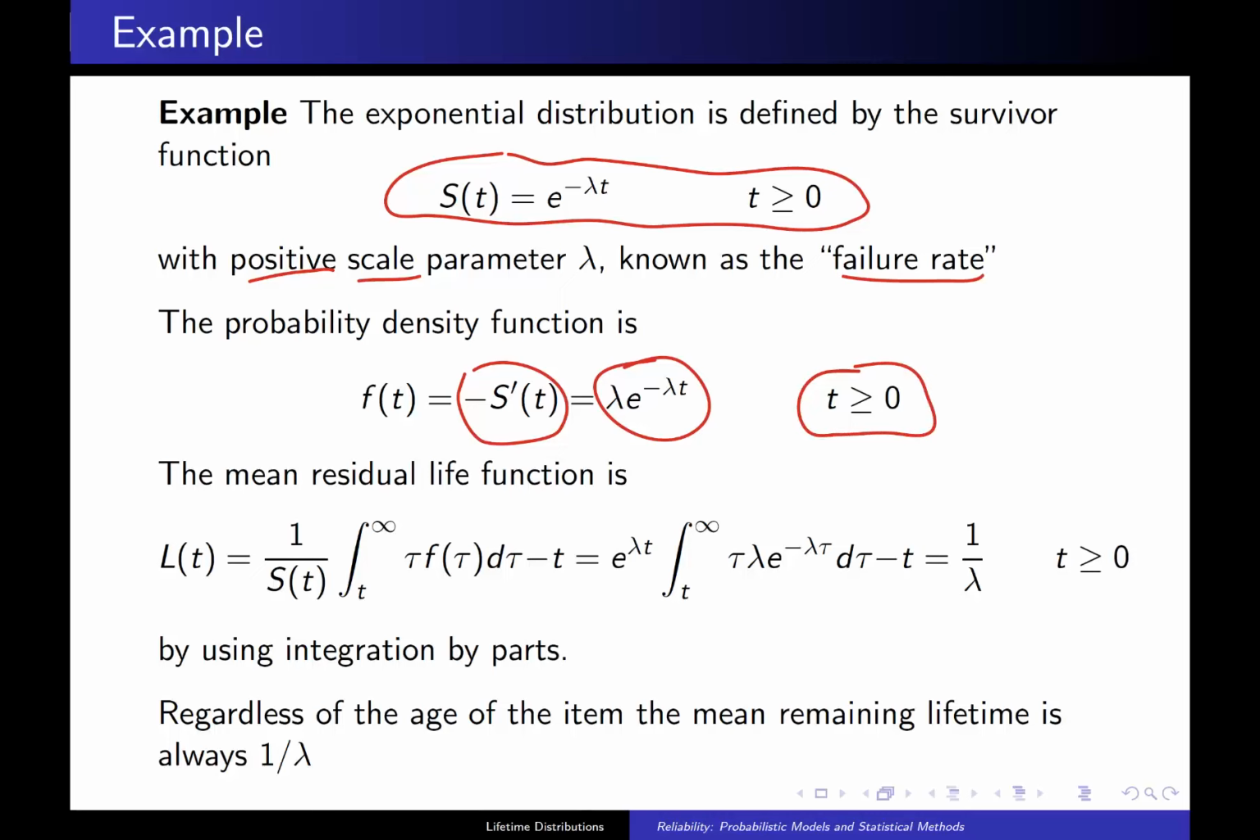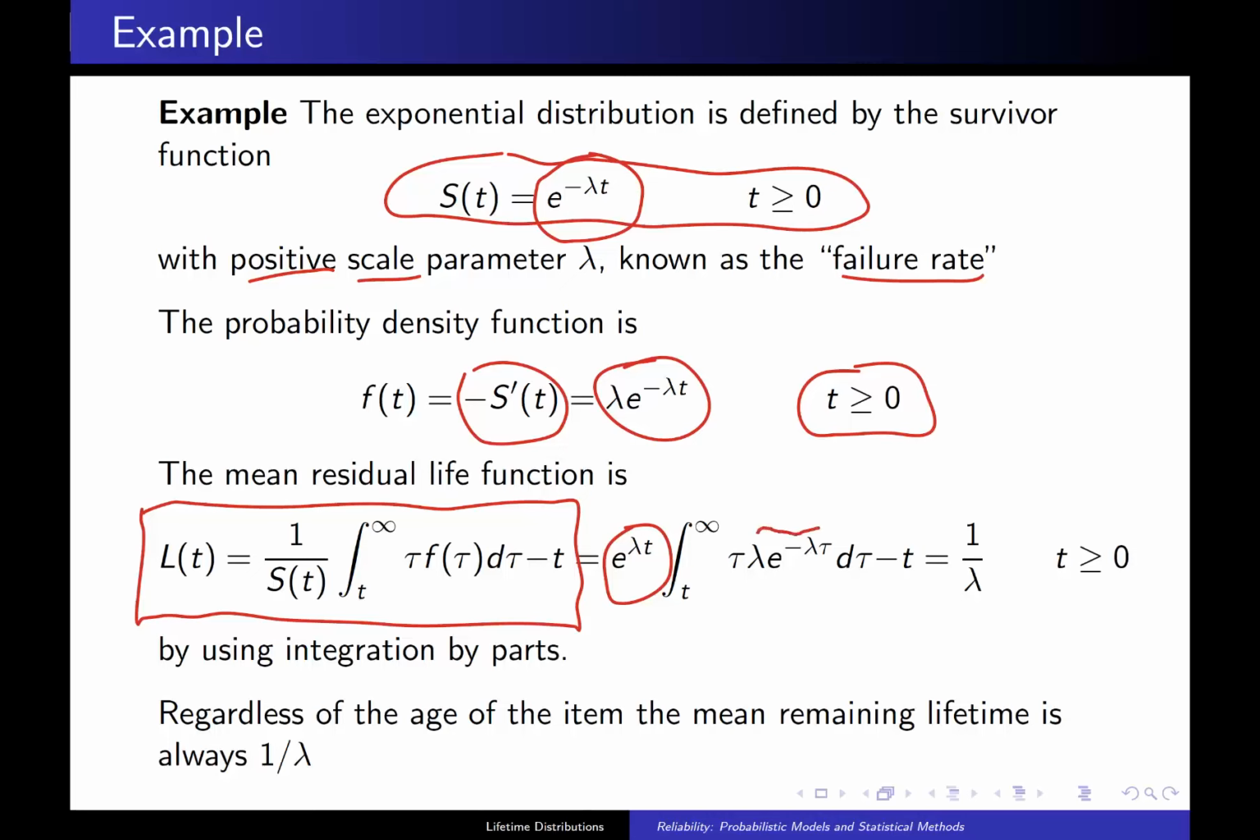Now at this point, we'd like to use the formula on the previous page, and here is the formula that we derived in order to find the mean residual life function. So the first thing you do is you take 1 over the survivor function. Well, if this is the survivor function, then its reciprocal is that. You want to integrate from t to infinity of tau times f of tau d tau. So that simply gets copied down here, replacing t with tau. And then finally you want to subtract t because this is the mean residual lifetime.